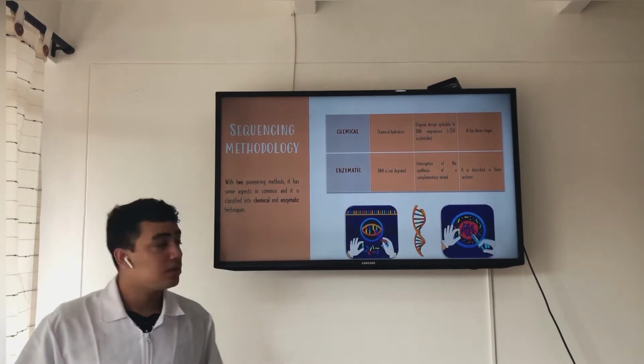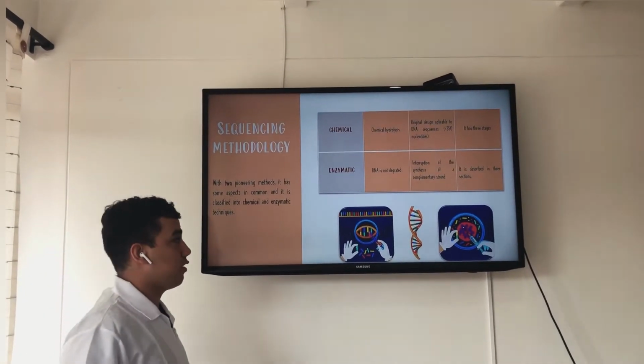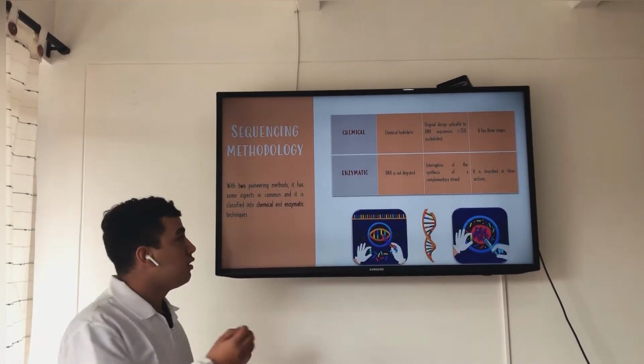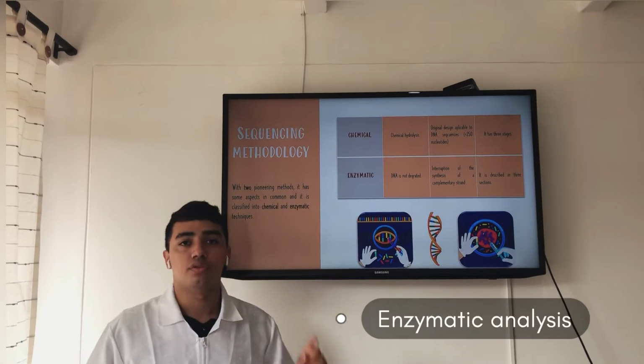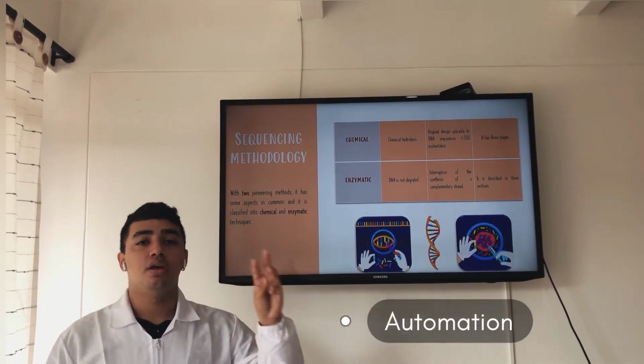In the enzymatic method, we found that the DNA is not degraded, but the synthesis of a complementary strand is interrupted in a controlled manner. This process is described in 3 sections: enzymatic analysis, fragment analysis, and automation.